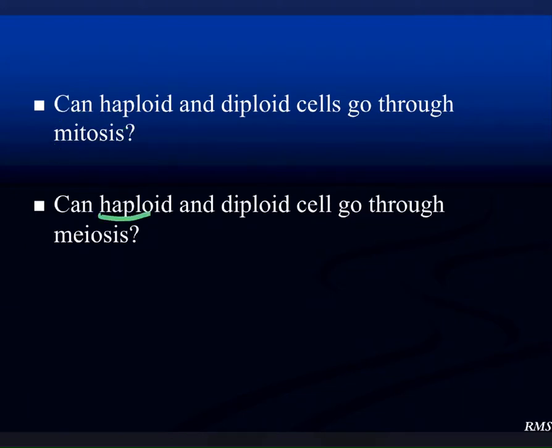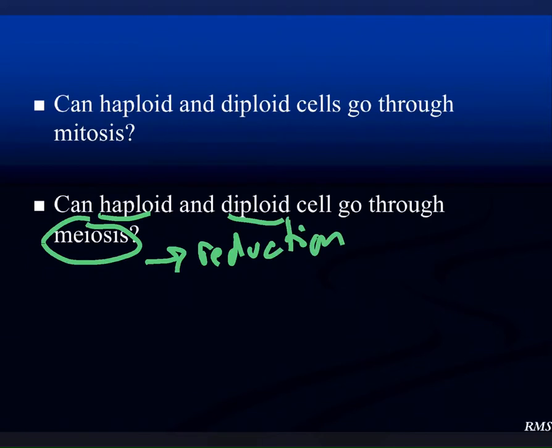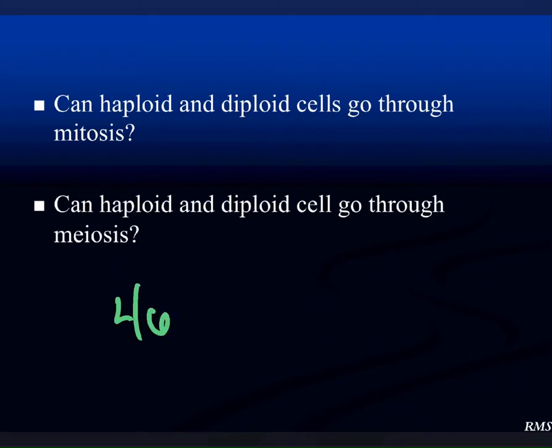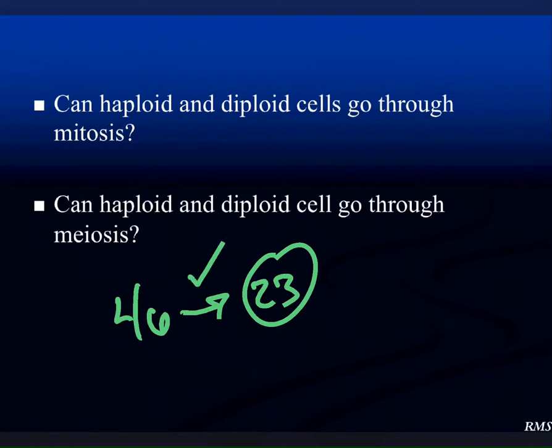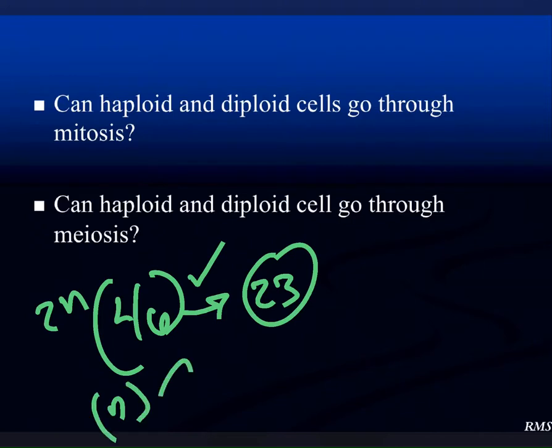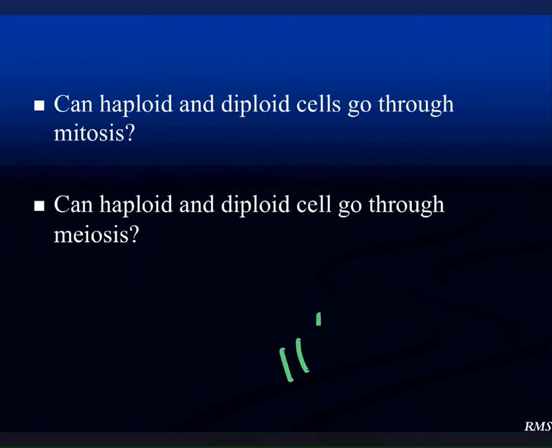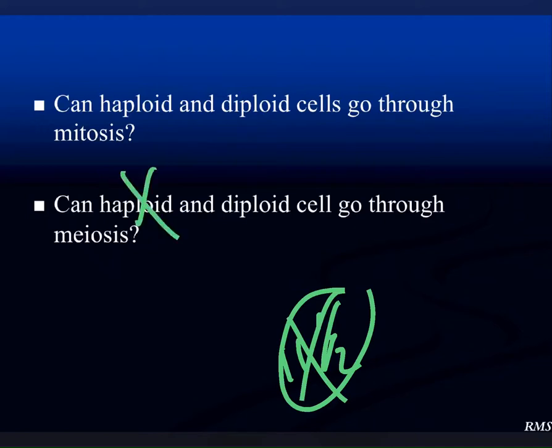So the next question, can haploid and diploid cells both go through meiosis? Well, meiosis, remember, is a reduction division. That means you reduce the chromosome count by half. So if you had a human cell, for instance, that's 46 chromosomes, that could turn into a sex cell with 23 chromosomes. So yes, that can work because that's a diploid cell. But what if you had a haploid cell, a cell with 23 chromosomes? Could you go through meiosis to make 11 and a half chromosomes? No. So haploid cells cannot go through meiosis, diploid cells can.